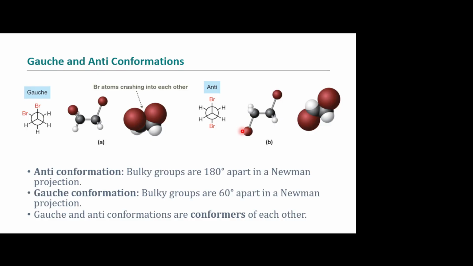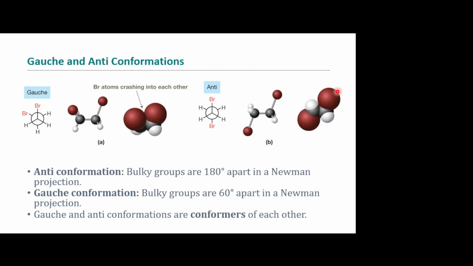Okay, so this is actually what that would look like in three dimensions. Here we have the gauche conformer, where they're just a little bit offset from each other. Can you see that? Those are going to interfere with each other the most. This is the anti conformer, where they're on opposite sides of the molecule from each other, so they're going to interfere with each other the least.